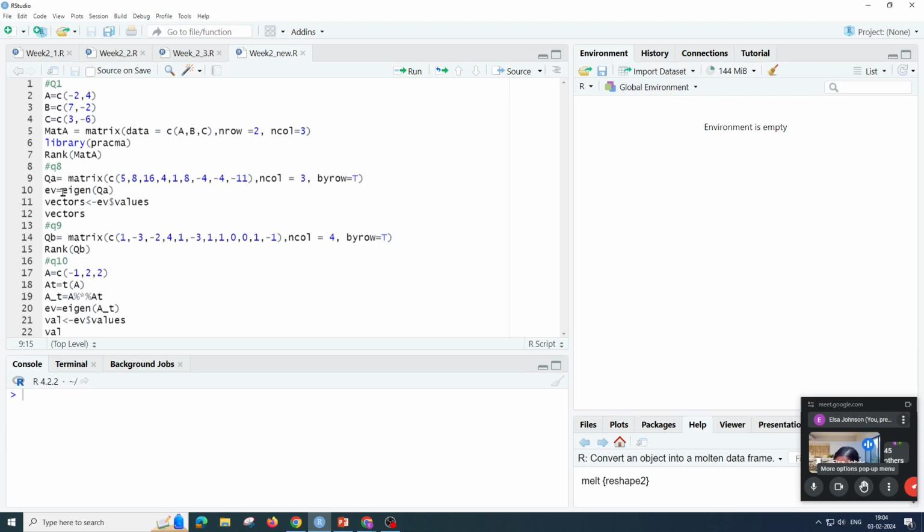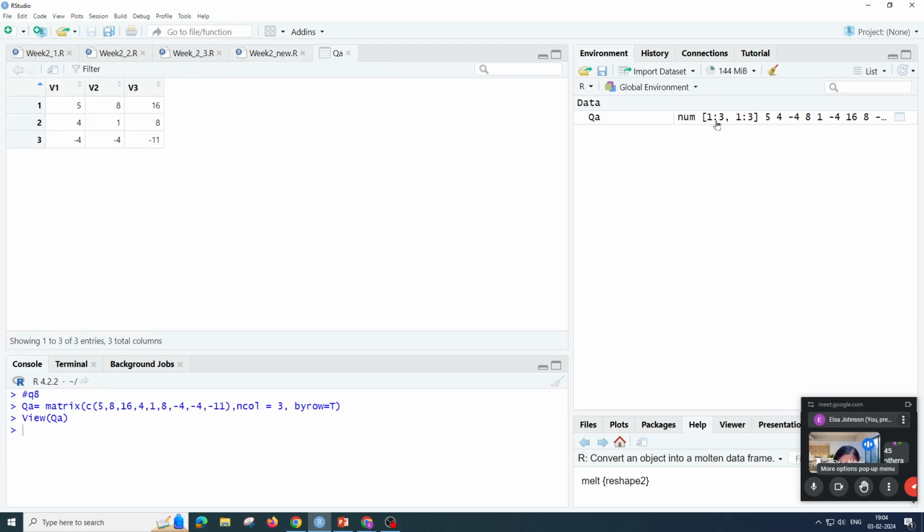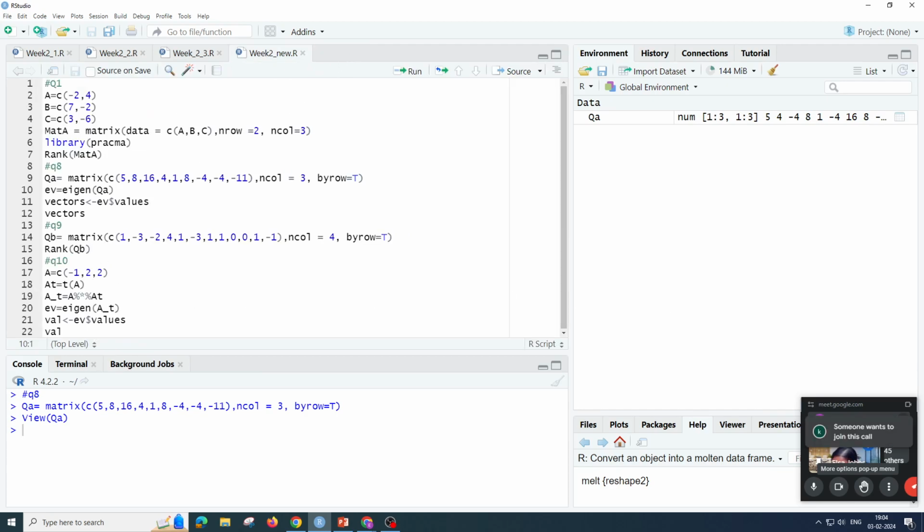Then I am putting EV equal to eigen of QA. I have named the matrix as QA, so QA equals this matrix. Then I am putting vectors, I'm just giving a name. I have already given EV equal to eigen of QA.